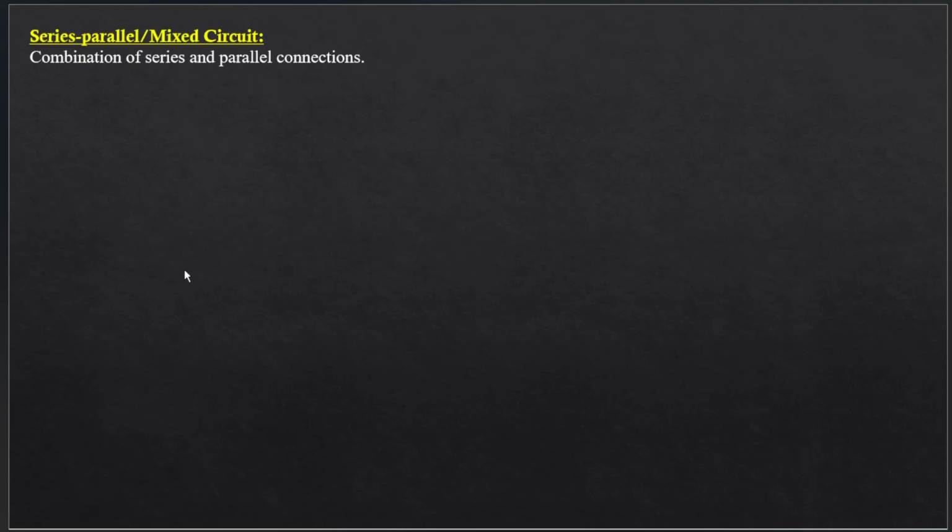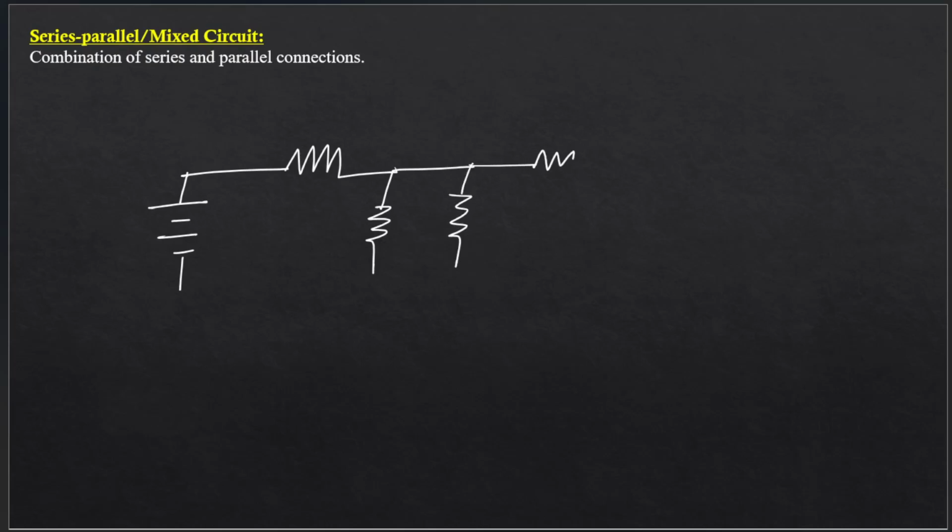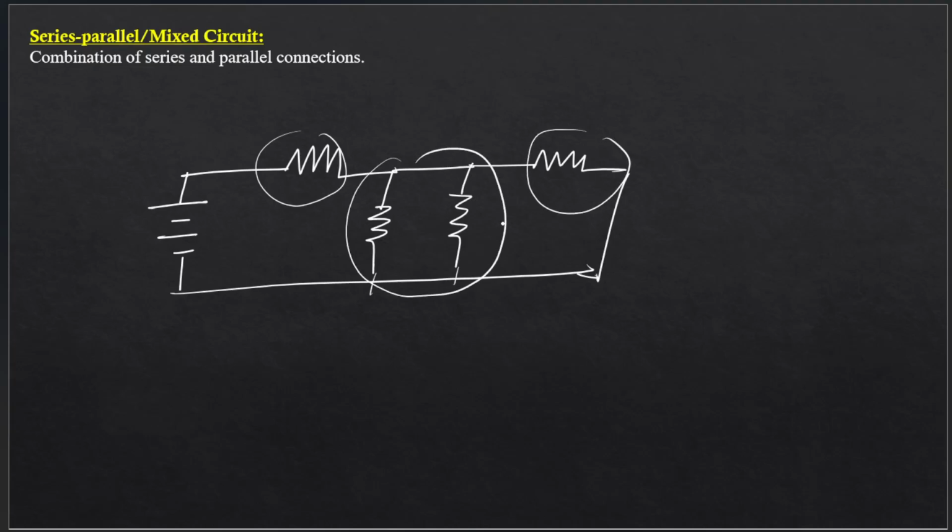Now let's move on to mixed circuits or series parallel. Series parallel circuits are basically the combination of series and parallel connections. So they have no special law or anything, just the combination. So we could have series connection here, then parallel connection, again parallel connection, again series, etc. So as you can see, this is in series. However, these two are in parallel. Again, this is in series, so it's a mixed circuit, mixed connection.